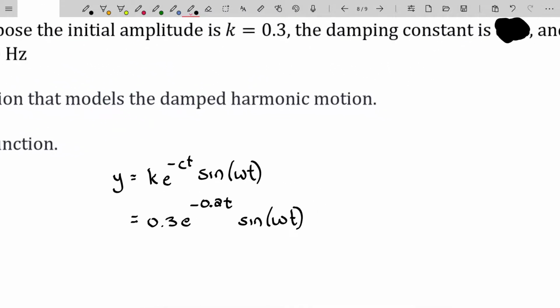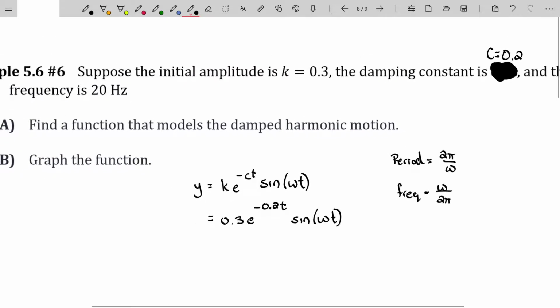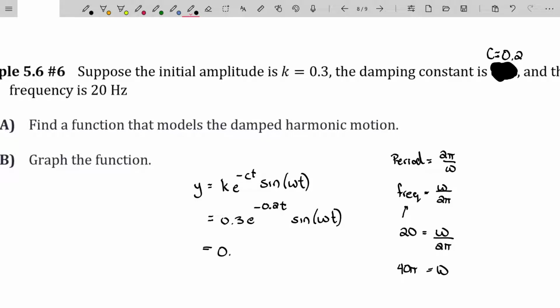But remember, the period is 2 pi over omega, and the frequency is the reciprocal of that. So the frequency is equal to omega over 2 pi. And they told us the frequency is 20 hertz, or 20 cycles per second. So we're going to go ahead and let frequency be 20 and solve for omega. That just means we have 2 times 20, which is 40, times pi, so omega is 40 pi. And we just insert that into our formula and we're done.